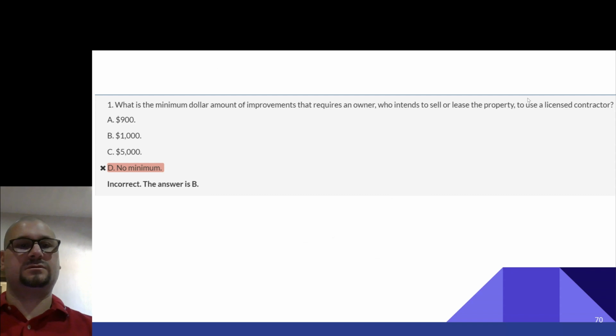So what's the minimum dollar amount of improvements that requires an owner who intends to sell or lease the property to use a licensed contractor? $1,000. That's the minimum dollar amount of improvements that requires an owner who intends to sell or lease the property to use a licensed contractor.